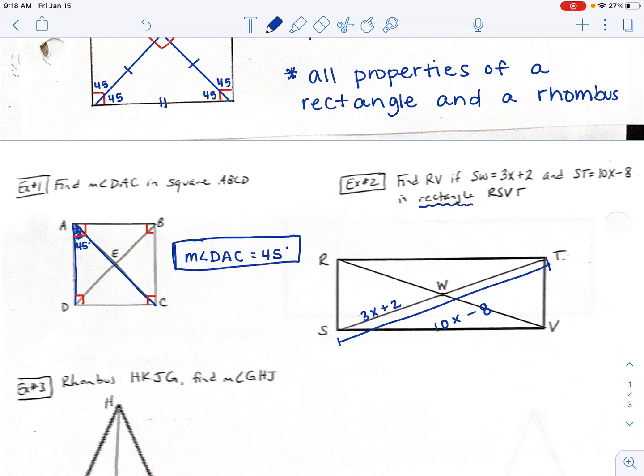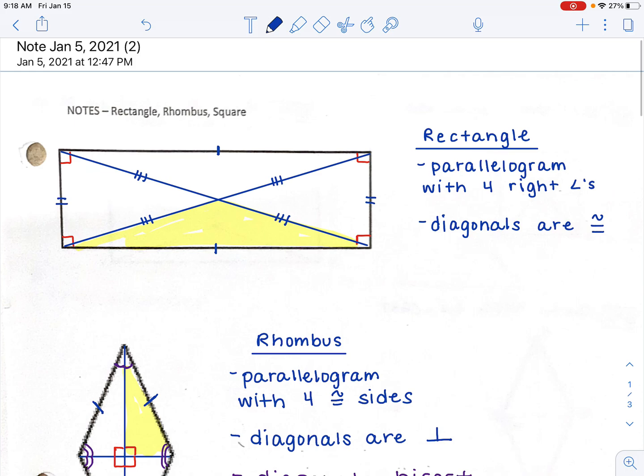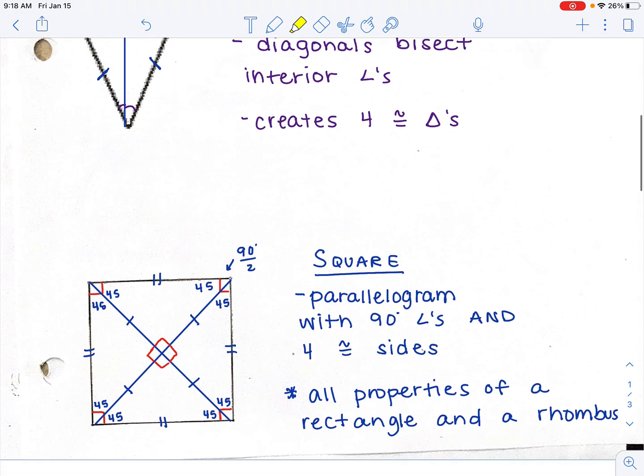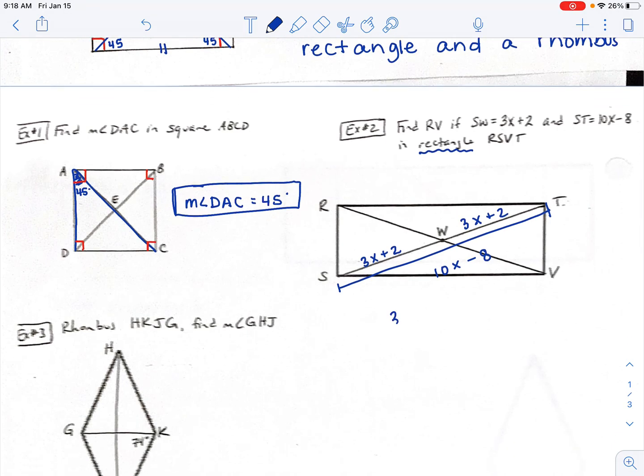Okay, so we know what that part is there, and we don't know what the other part is, that WT, but we know the whole thing. Now, if you remember back to our rectangles, they say the diagonals are congruent and they get cut in half. So if we know that this half right here, we can automatically assume it's going to be the exact same as our other portion. So if I know that SW is 3x plus 2, I also know that WT is also 3x plus 2. So now I can use my segment addition property.